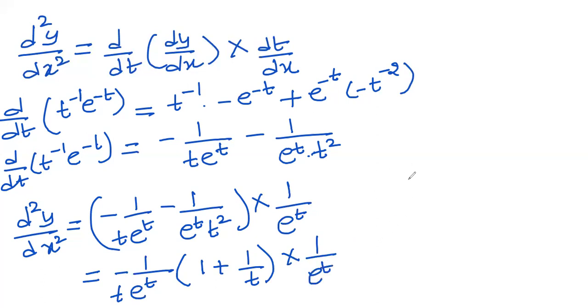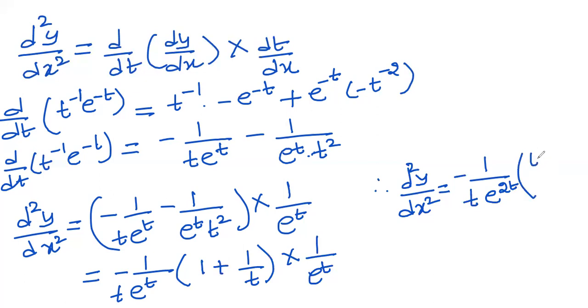Therefore, we have d squared y over dx squared equal to minus 1 over t e to the power 2t times t plus 1 over t. This will be the final answer.